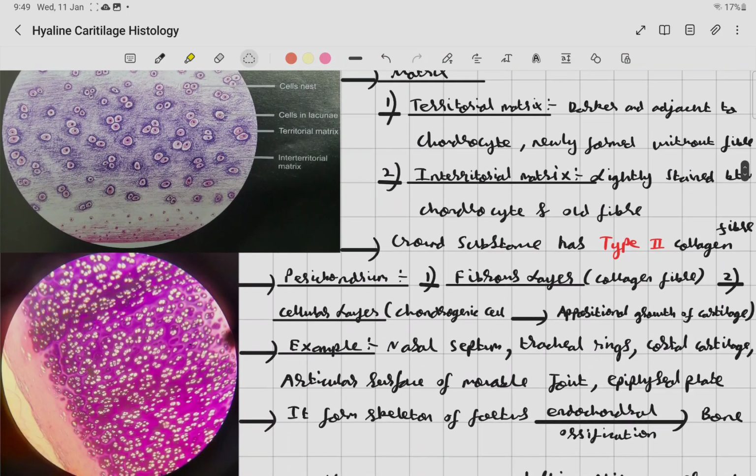The ground substance of hyaline cartilage is made up of type 2 collagen fibers.